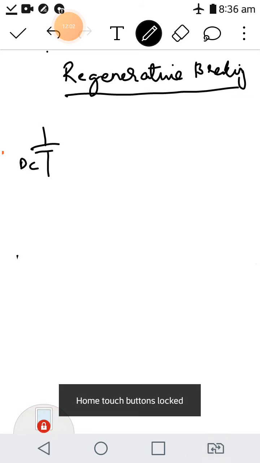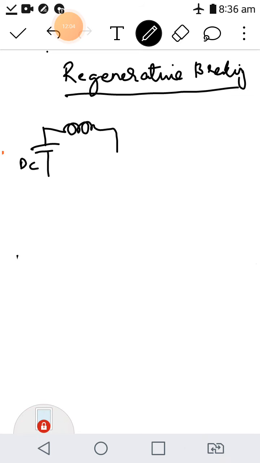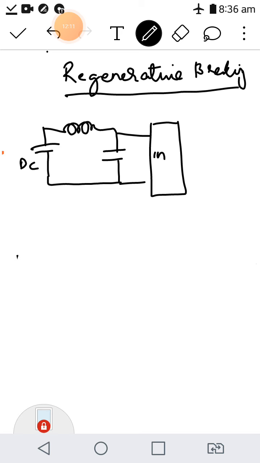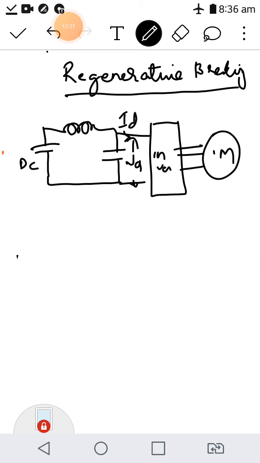Normally this is very simple. If you have a DC source like this, it's a normal inverter I am drawing, a VSI fed drive I am drawing. So this is VD, this VD is given to an inverter, this is the induction motor. This is the DC voltage VD and this is the DC link current ID.